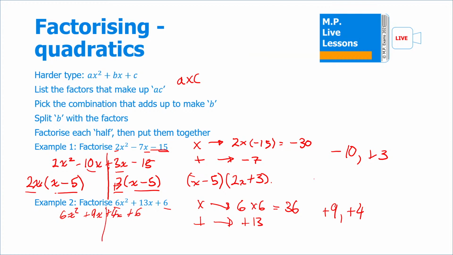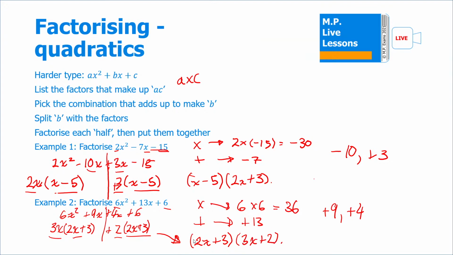Then you'll factorize each half. And then you'll get your final bracket. So you can see the bracket common is 2x plus 3. And then you've got 3x and then plus 2. So your final bracket is 3x plus 2.